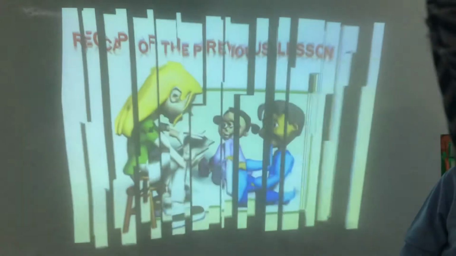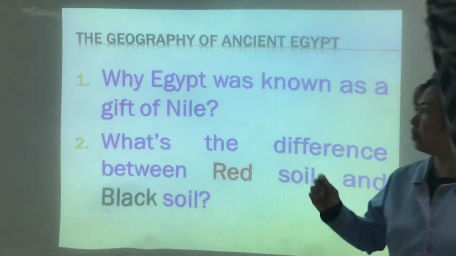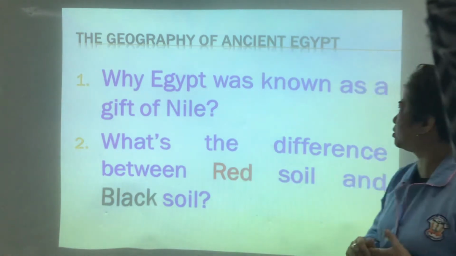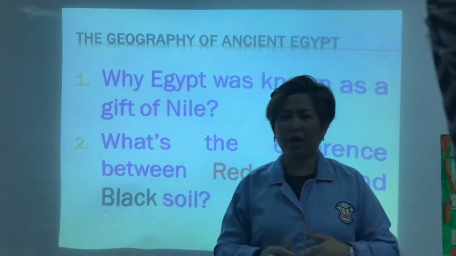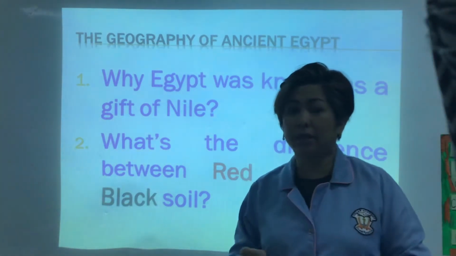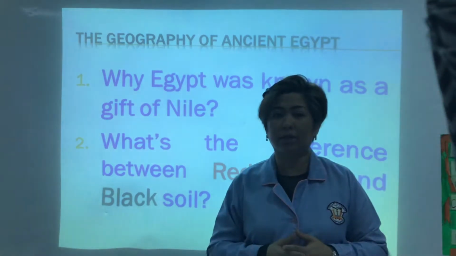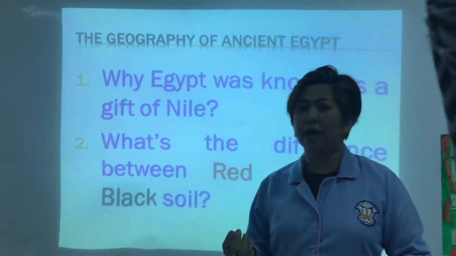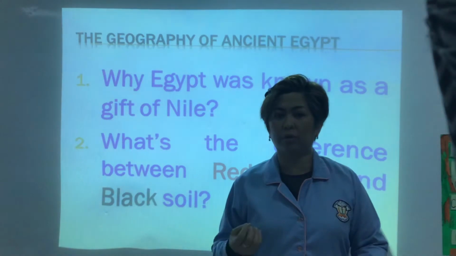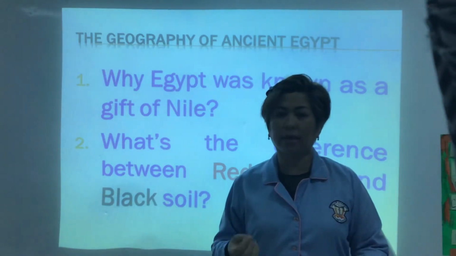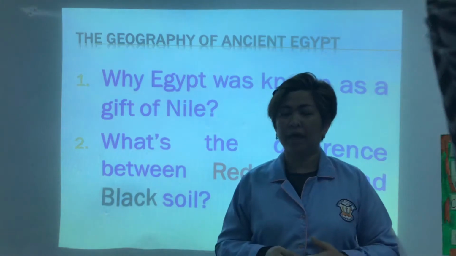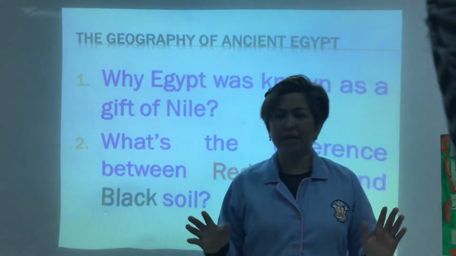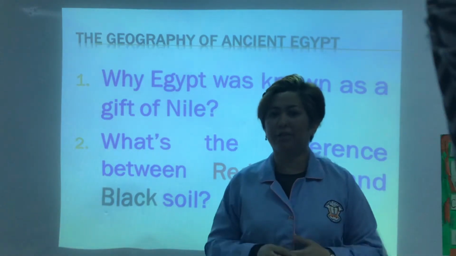Now let us have our recap for our lesson. Our previous lesson was the geography of ancient Egypt. Why was Egypt known as the gift of the Nile? It is known as the gift of the Nile because without it, Egypt would only have one soil, the red soil. The Nile served as their source of water, and people get water from it, they can plant different crops, and they can raise animals. Without this, maybe Egypt is one big red soil.